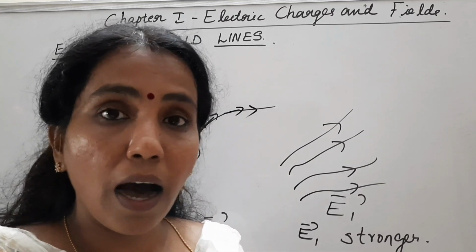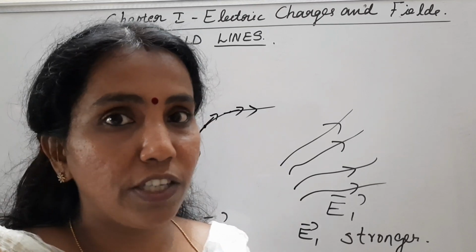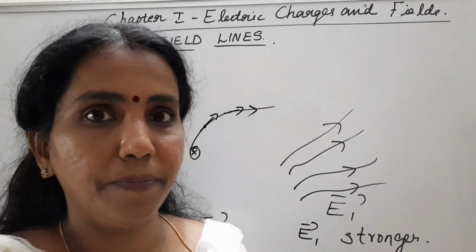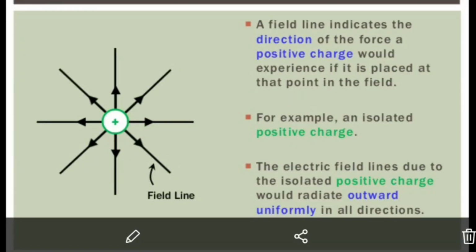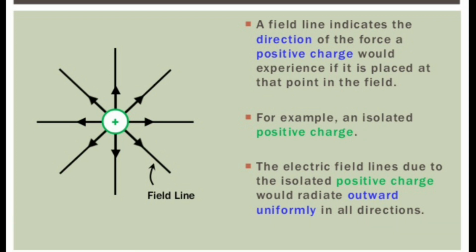Now we will discuss how the field lines of different point charges, two charge systems, etc. are. Now first, field due to a positive charge. A field line shows the direction of force a positive charge would experience when we keep it in that field. In the case of an isolated positive charge, the field lines are directed radially outwards.